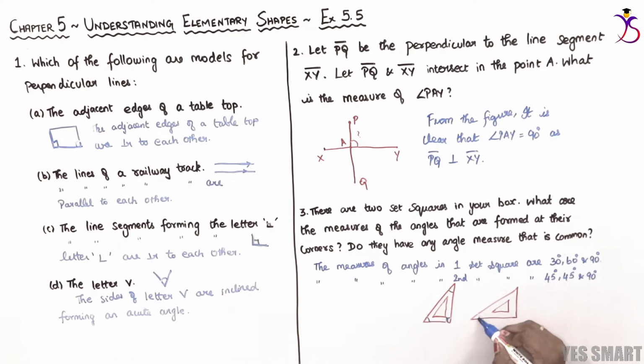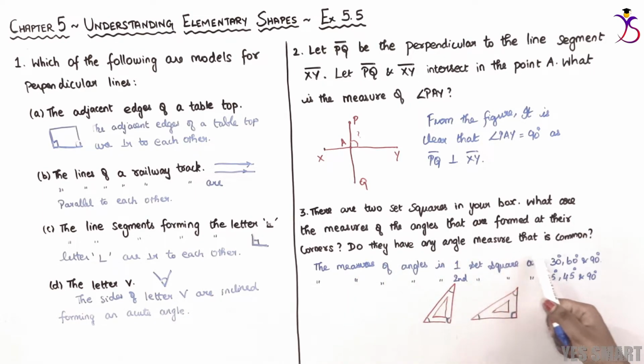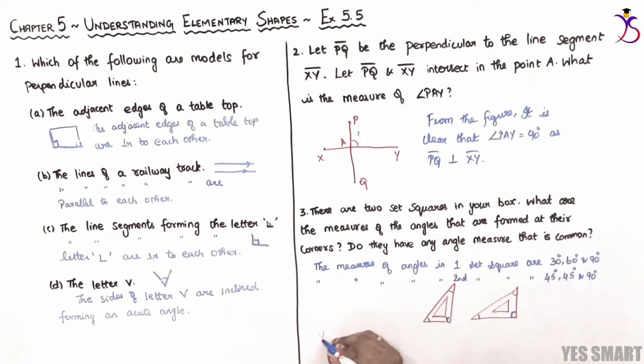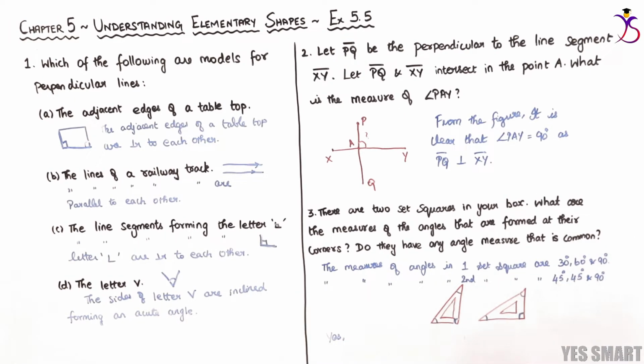So in this set square we have 45, 45 and 90. Now the question is, do they have any angle measure that is common? They are asking what the common angle measure is, if there are any common angles between these two set squares. They are asking us to mention it. Yes, we do have, because 90 degree is common in both these set squares.